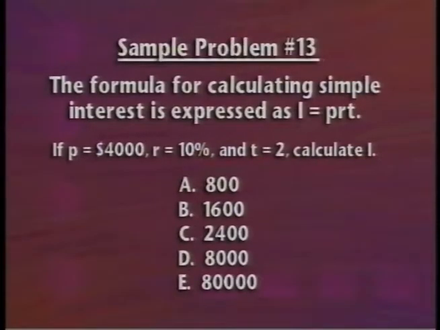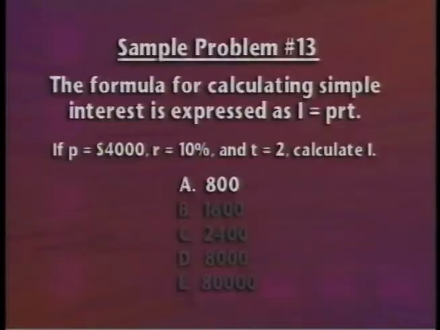The formula for calculating simple interest is expressed as I equals PRT. If P equals $4,000, R equals 10%, and T equals 2, calculate I. Let's plug in the numbers and work out the problem carefully. Remember to express 10% as 0.10.